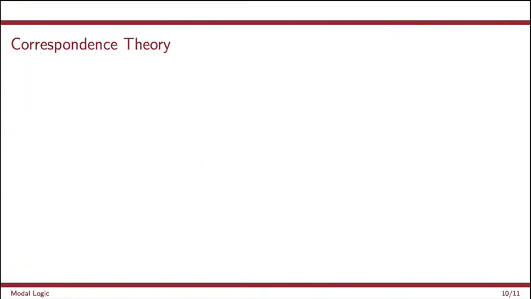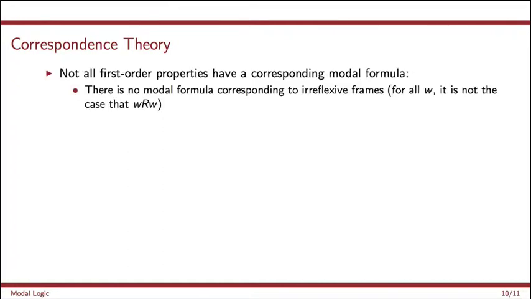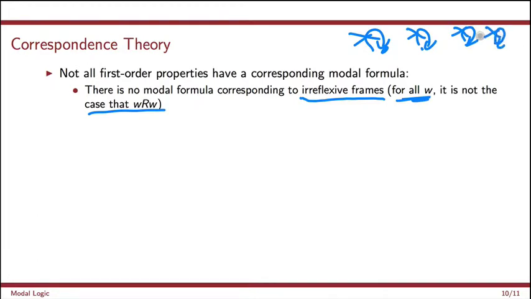Now I just want to end with a few general comments about correspondence theory. First of all, not all first order properties have corresponding modal formulas. In particular, consider the first order formula corresponding to what it means to be irreflexive: for all states W, it's not the case that W is related to itself. So for all states in the model, there are no reflexive arrows anywhere in the model. That is a first order statement.